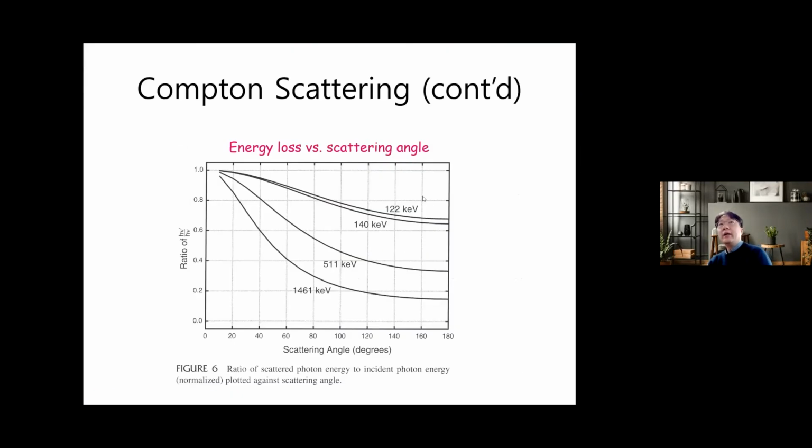Anyway, this slide shows the relationship between the scattering angle and the ratio of energy between the incident photon and the scattered photon. Okay? So as I told you, with a larger angle, the photon loses more energy, right? So this is very important information.